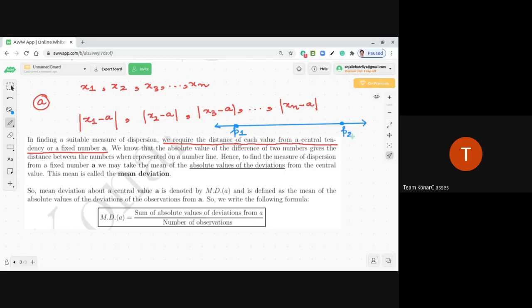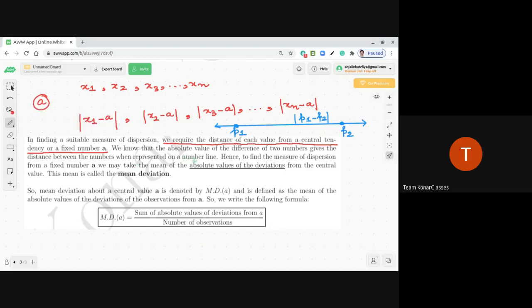So what is the distance between P1 and P2? It is the absolute value of P1 minus P2. That means it is a non-negative difference. If P1 minus P2 is negative, we will take the positive value, and if P1 minus P2 is positive, we will take the positive value. Correct, dear students? So that is what distance means.